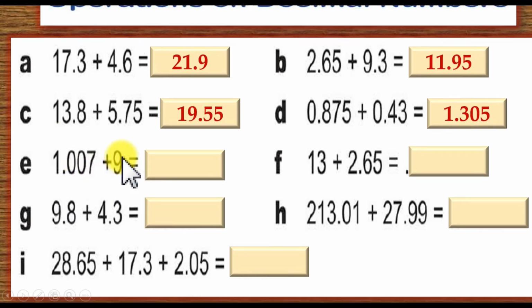1 and 9 equals 10 and write 7 thousandths as it is. So the sum is 10 and 7 thousandths because 1 plus 9 equals 10.